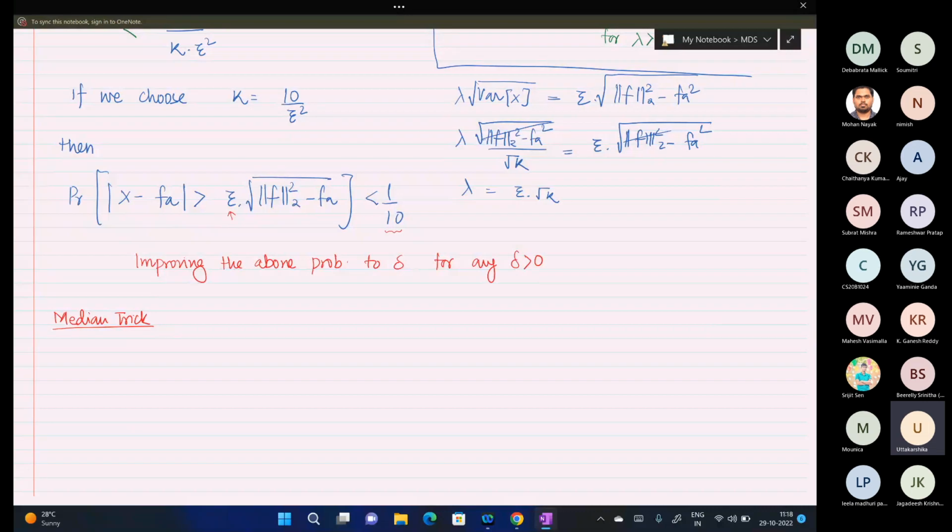So basically, we are not happy with this 1 by 10 or any constant. We want this to be true for any probability delta, for any delta greater than 0.